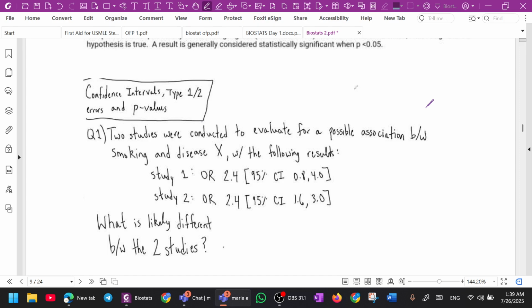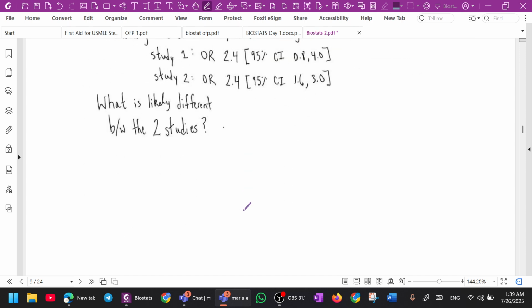Okay, let's see what they say. Do you see any other difference between the two studies? Anything else that you want to add? No, I don't add anything. Okay, perfect. Let's look.